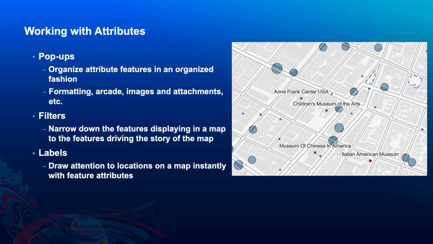Labels can help to provide attribute information upon the first glance of the map. Labels include short pieces of text based on attribute information from a feature layer.